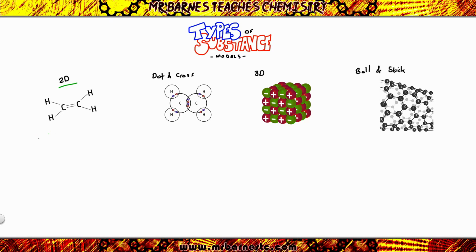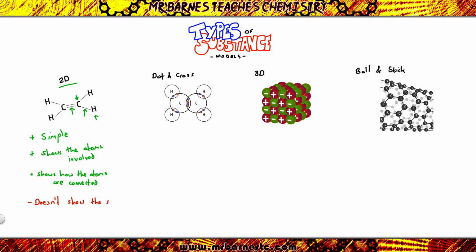So if we start off with 2D, the advantages are they're simple. They show the atoms involved, and they also show how the atoms are connected together, as you can see the bonds here. The problem with them though is they don't show the shape and they don't show the size of the actual molecule.